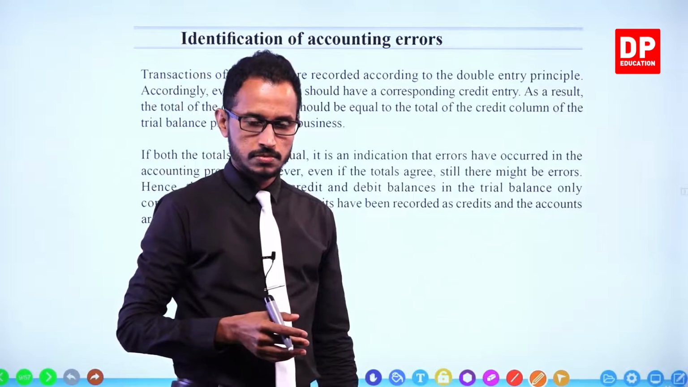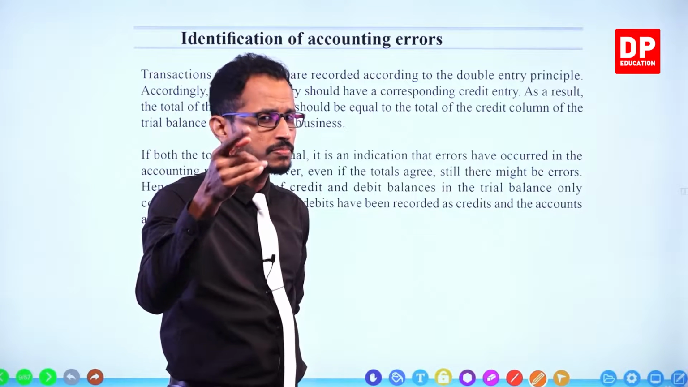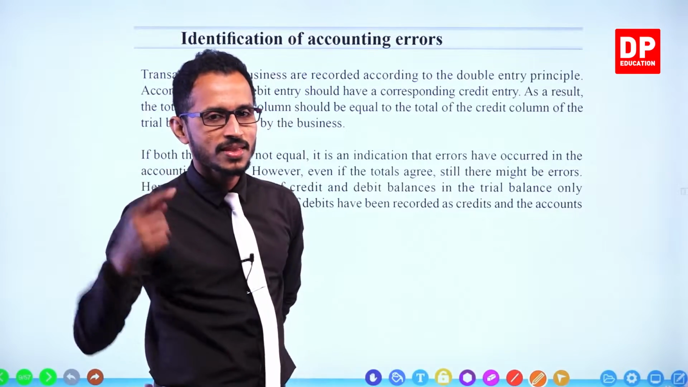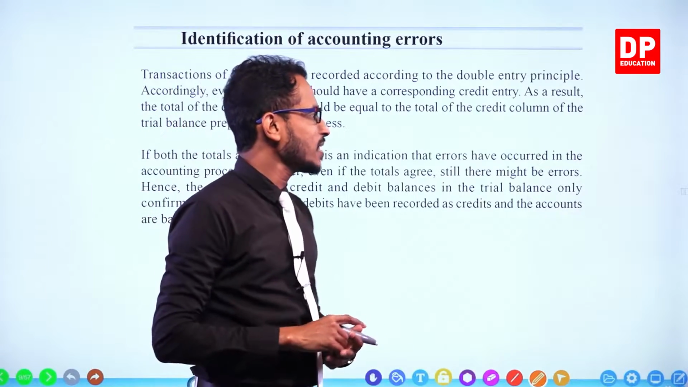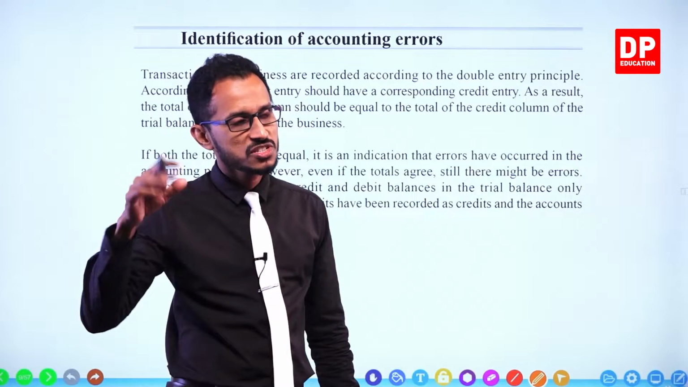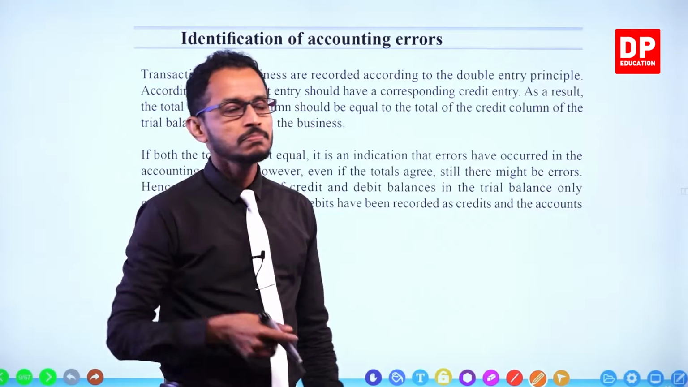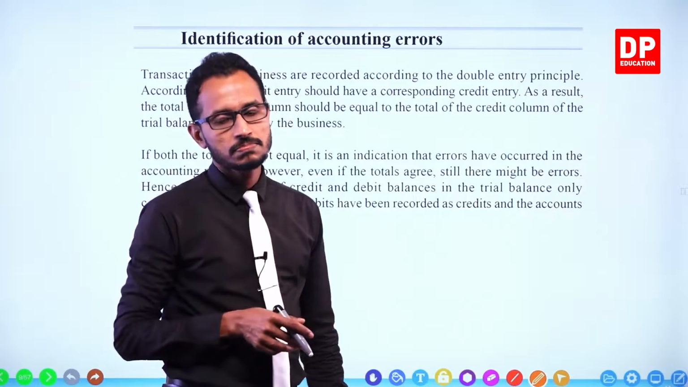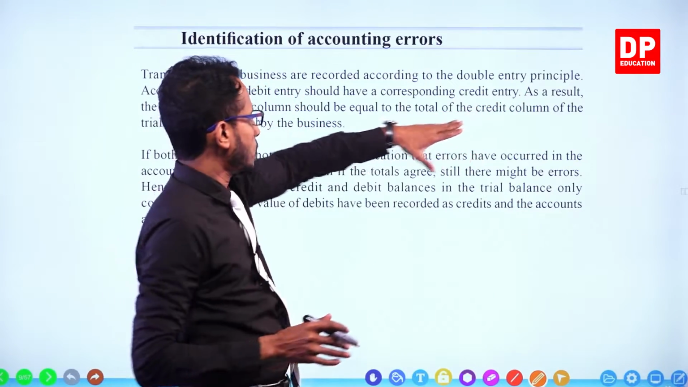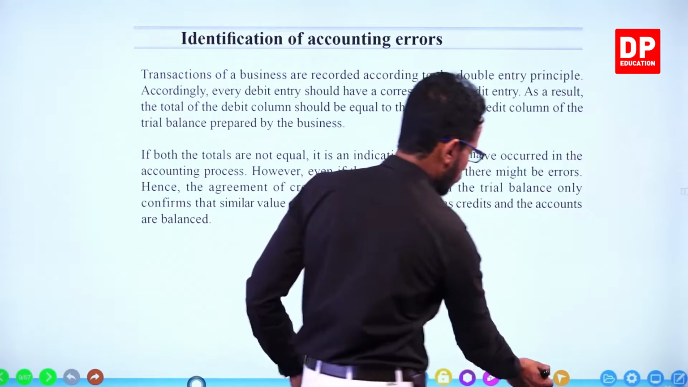No? Did you say no? Okay, go and watch the videos: double entry principle and the dual impact of transactions. It was done several units back by me, and the video is available. So, double entry system, double entry principle: every debit entry should have a corresponding credit entry.